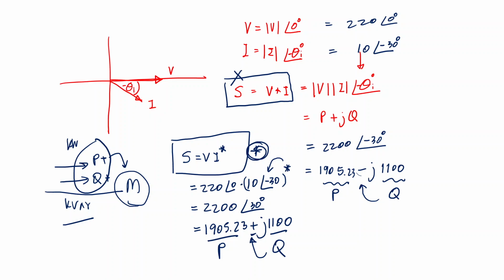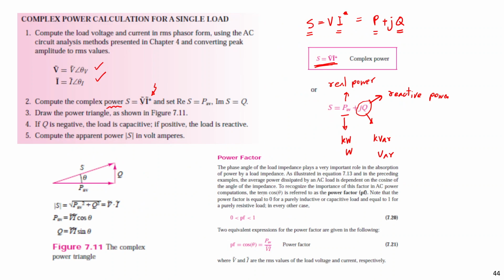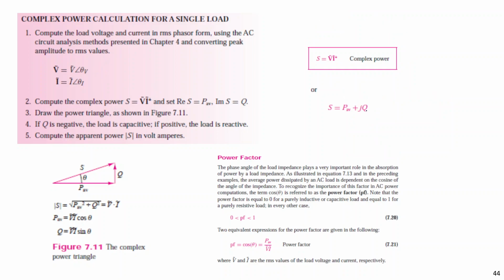When we calculate AC power, we use VI conjugate. So here we use VI conjugate. And then we will get the power in complex form, right? And we have real power and reactive power.